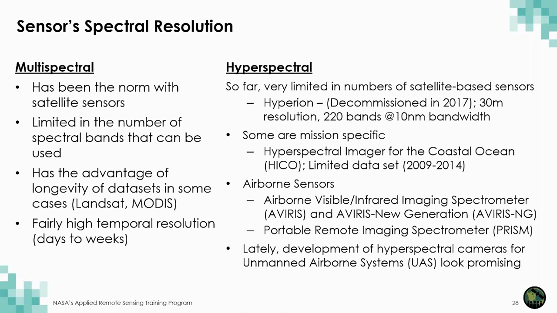On the other hand, hyperspectral sensors, so far, have been limited in terms of different missions. Here, for instance, just to show, Hyperion was decommissioned in 2017 and had a 30-meter spatial resolution, about 220 different bands, and around 10 nanometers bandwidth. And there were some missions that were more specific, as in the case of HICO, the Hyperspectral Imager for the Coastal Ocean, which was on the International Space Station. But that was limited in terms of the different sites where it obtained data, but also on the temporal scale. It only lasted about 5 or 6 years.